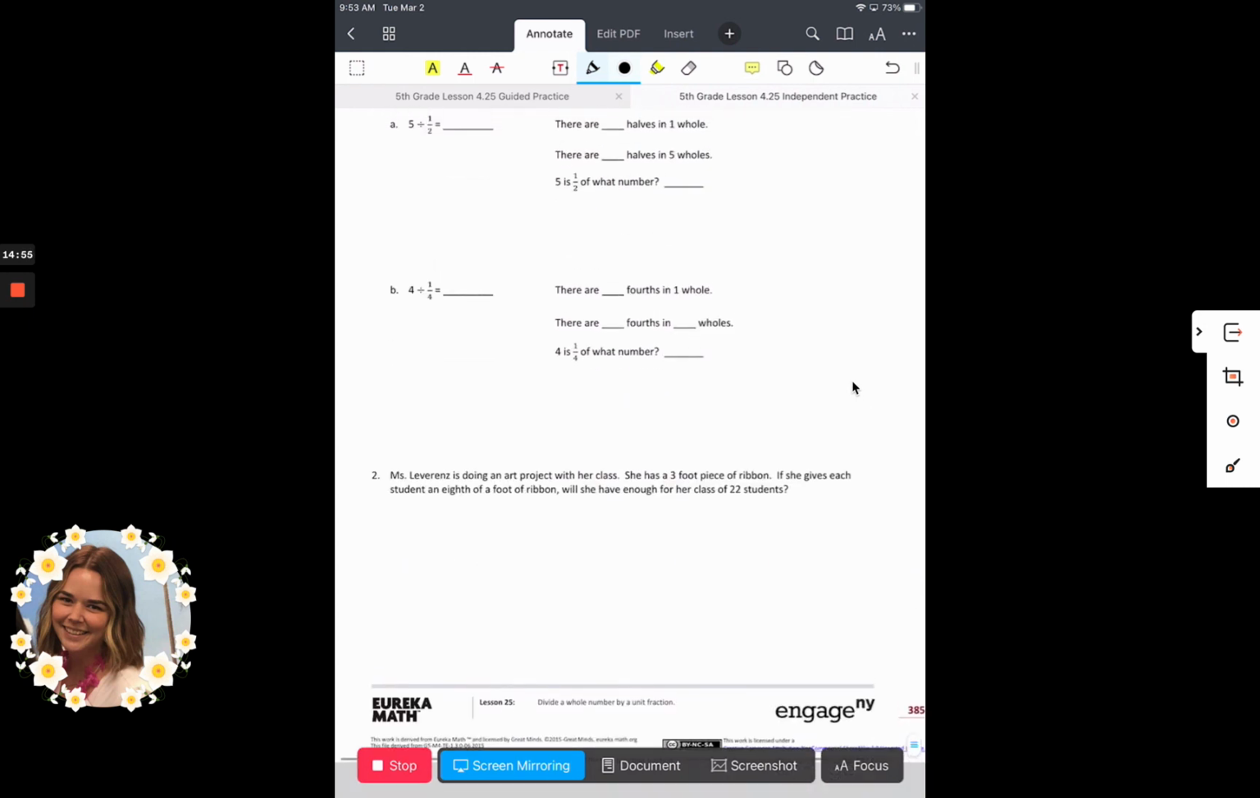And number 2, Mrs. Leverens is doing an art project with her class. She has a 3-foot piece of ribbon, and if she gives each student an eighth of the ribbon, will she have enough for her class of 22 students? So if she has her 3-foot piece divided by 1/8 foot, will that be enough for 22 kids? Will she have enough to give 22 students? So that is your independent practice.